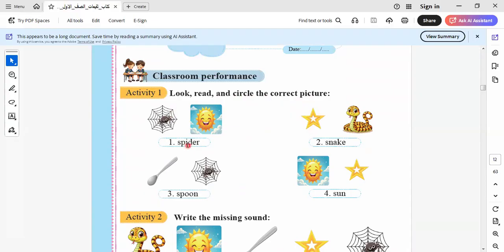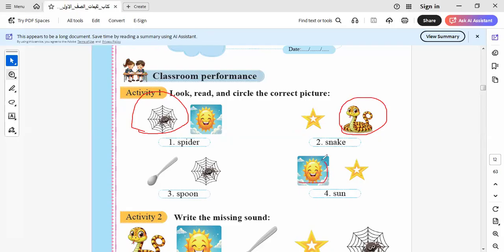Here is a spider. Which one is spider? Is it this one? Wrong. The spider is in this one. So I select this one. This is a spider. Next one. Snake. Which one is snake? This is the snake. You are clever pupils. I'm listening to you saying the snake. I think you follow me on the videos and can answer the questions very well.